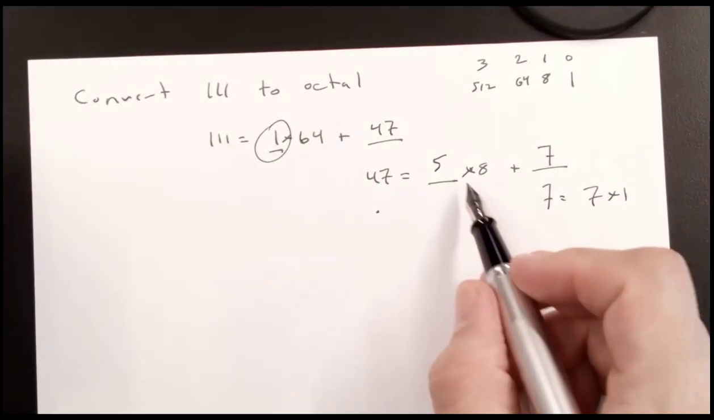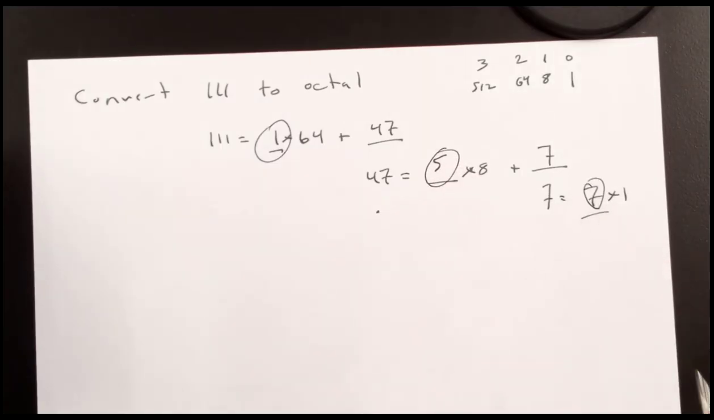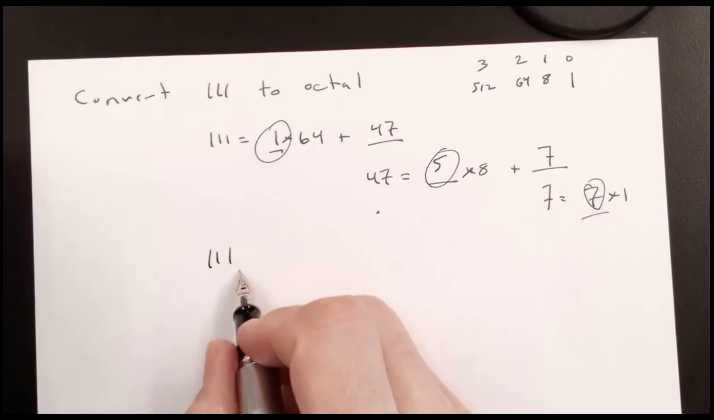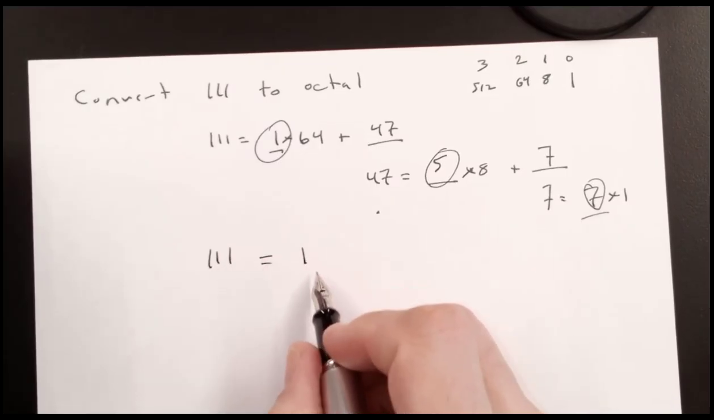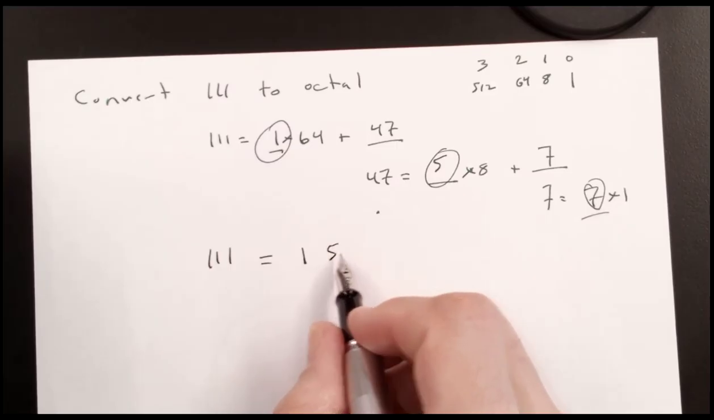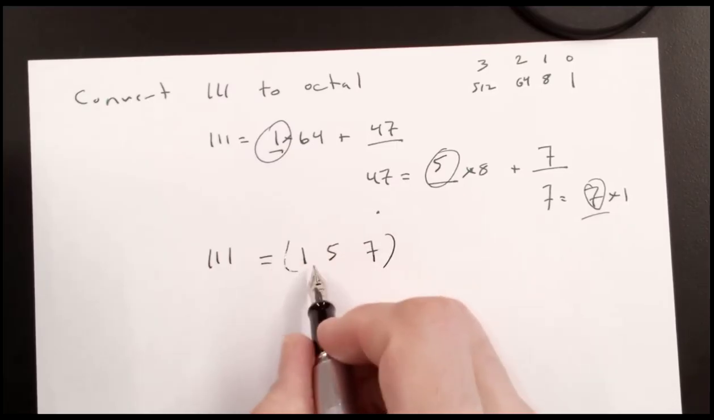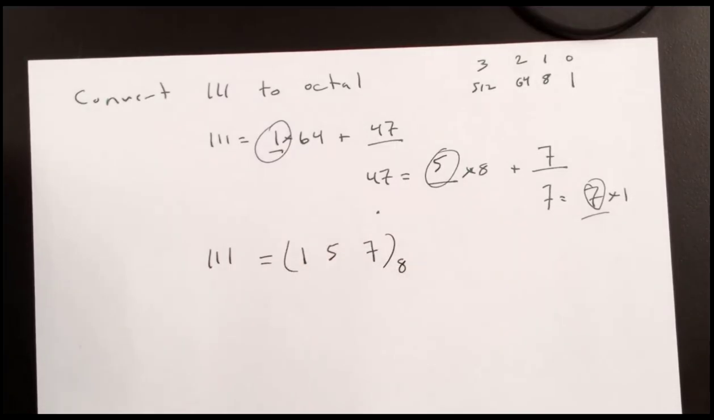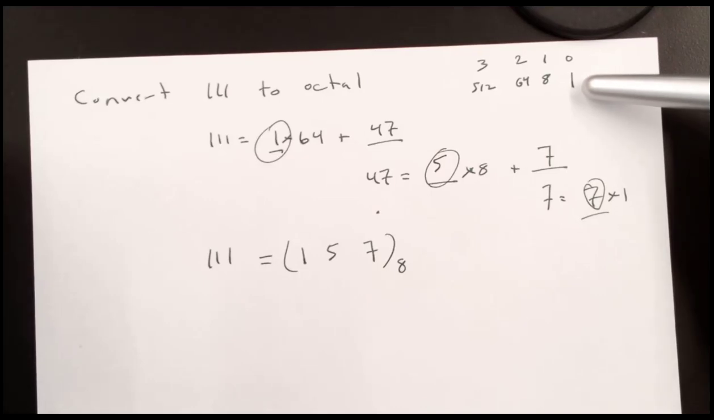Here are my digits, aren't they? 111 in decimal is 1 64, 5 8s, and 7 1s in base 8. Oh, I like that. There's just one problem. I have to know this list.